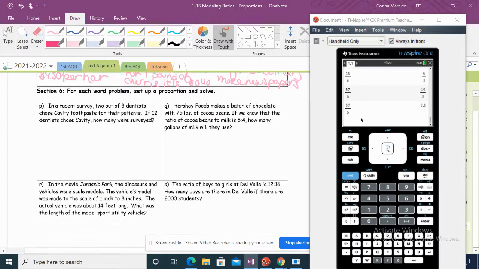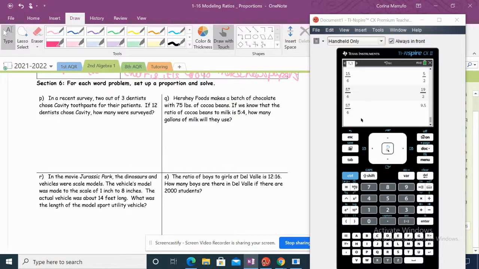Alright, here, so in a recent survey, it says 2 out of 3 dentists chose cavity toothpaste for their patients. If 12 dentists chose cavity, how many were surveyed? Okay, let's read it slower. So it says in a recent survey, 2 out of 3 dentists chose cavity toothpaste for their patients. So it'll be 2 out of 3. They kind of trick you a little bit because instead of using the number 2, they wrote the word two. But here they put the number 3. So just be careful with that.